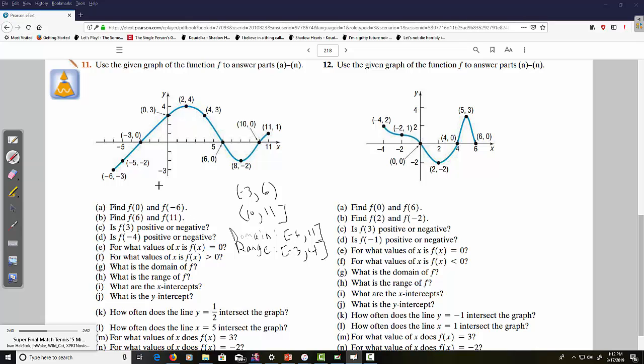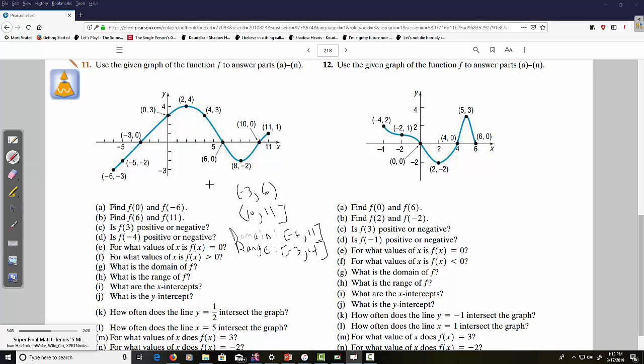How often does the line x equal 5 intersect the graph? Well, that's a vertical line, so that would be here. But because it's a function, it can only hit once anyway. We know that, but once. It would be here. I'm in trouble doing a straight vertical line with my cursor, but yeah.